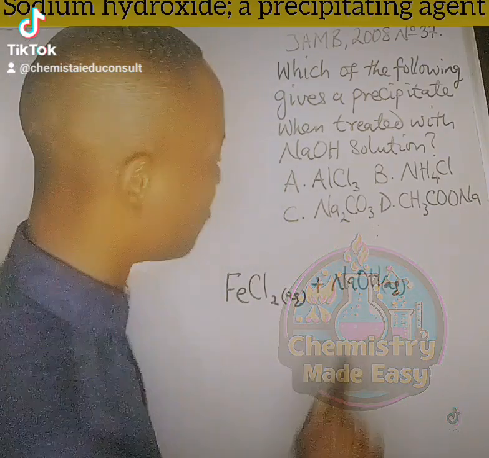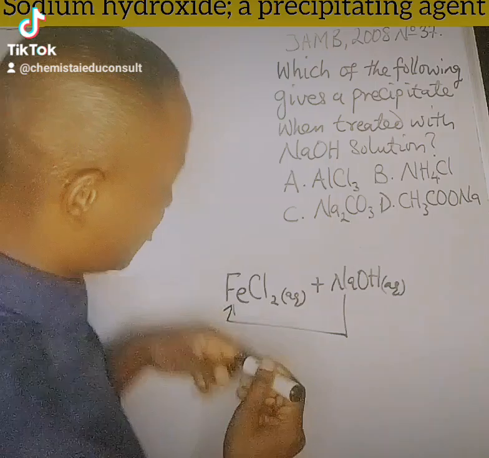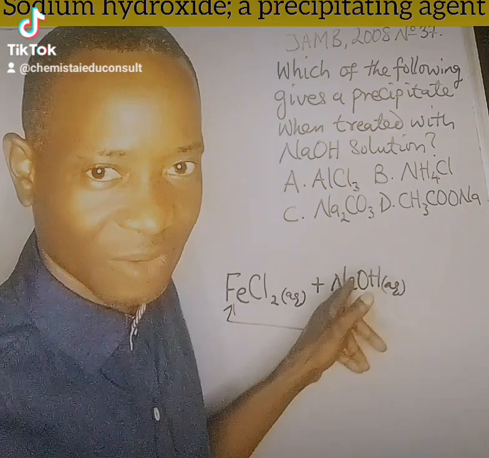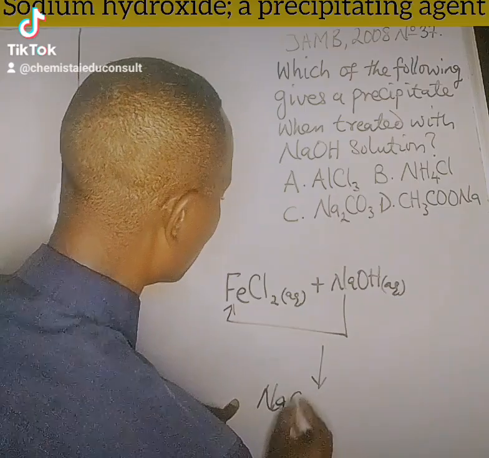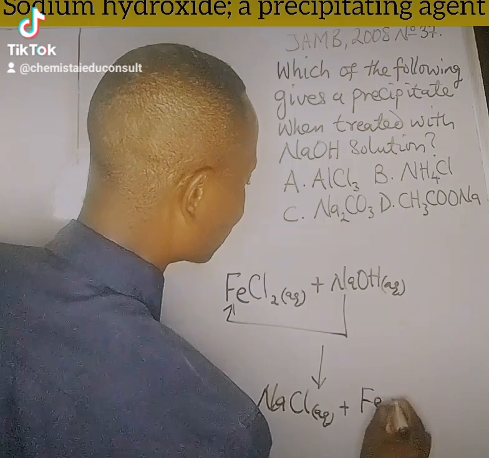What happens is that the metal in this sodium hydroxide, which is sodium, will go and displace iron here, because in the electrochemical series, sodium is higher than iron. And when that happens, we are going to have sodium chloride aqueous, and we will have iron(II) hydroxide.